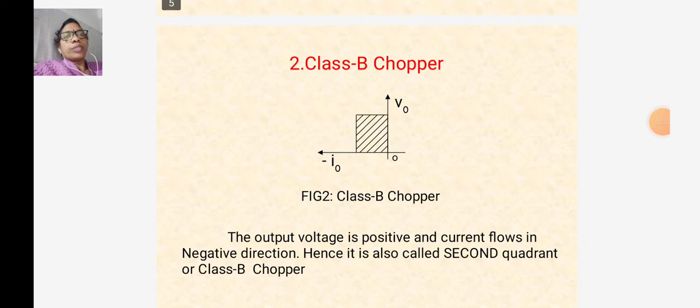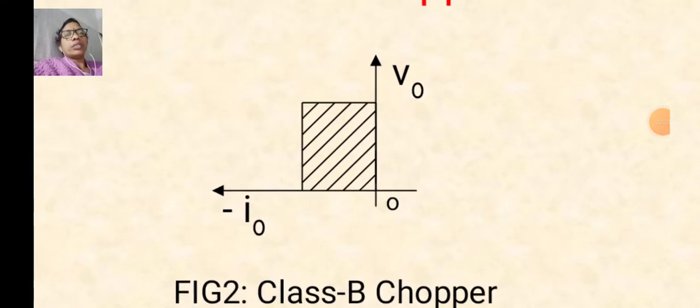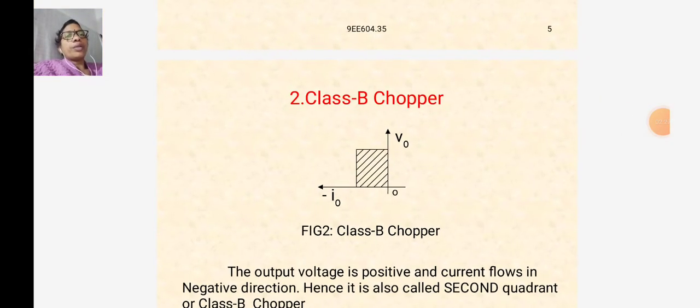In class B chopper, the output voltage is positive and the current flows in negative direction. Hence, it is also called second quadrant or class B chopper. Just we can watch in the waveform. This is the second quadrant. Output voltage is positive, output current is negative.